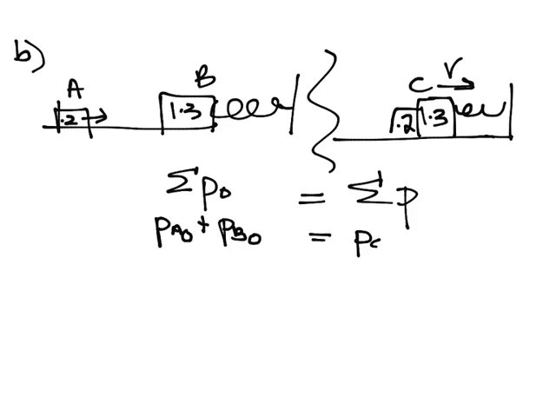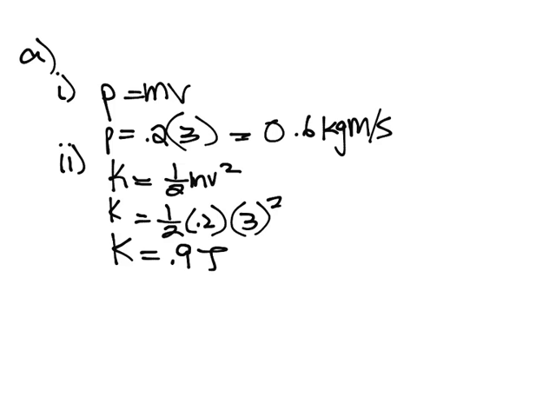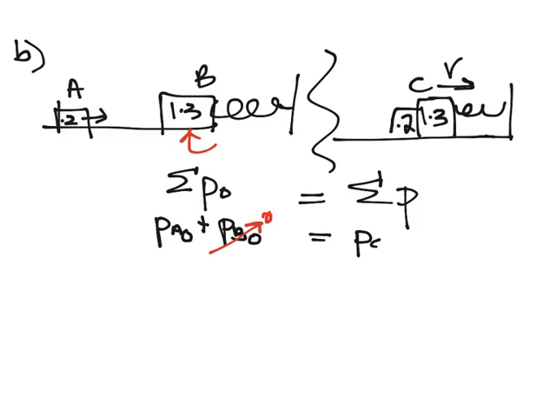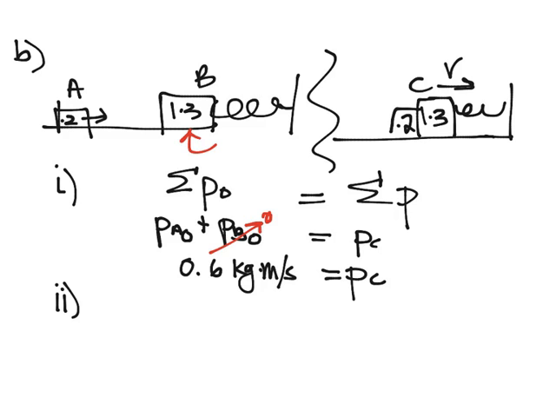the combined masses. Okay, I know that at the beginning this guy is not moving, so P naught B has to be 0. I actually calculated P naught A right here, so I know that's 0.6 kilograms times meters per second. So my answer is 0.6 kilograms times meters per second. That was only the first part of B, though. In the second part, I want to know what is the kinetic energy.